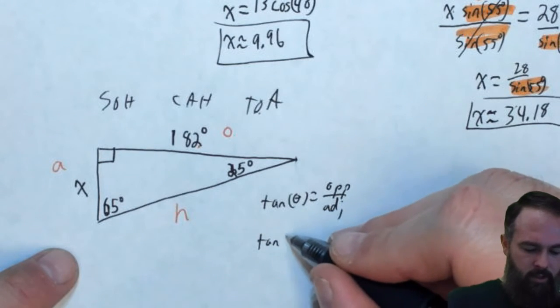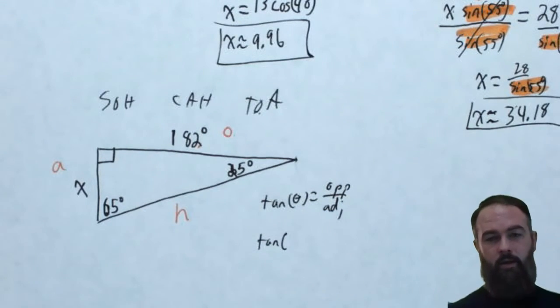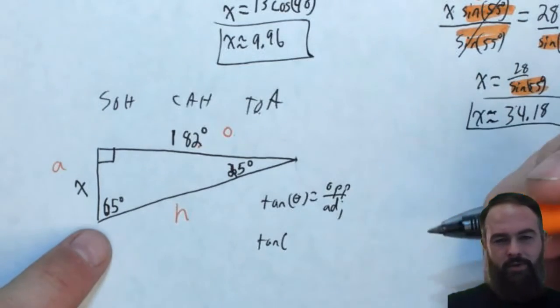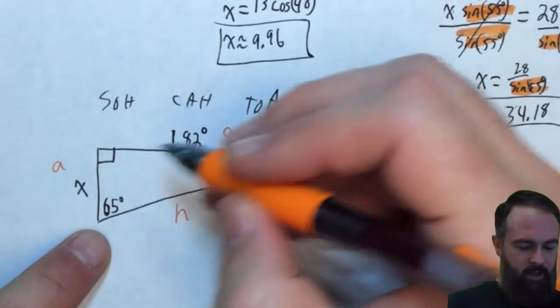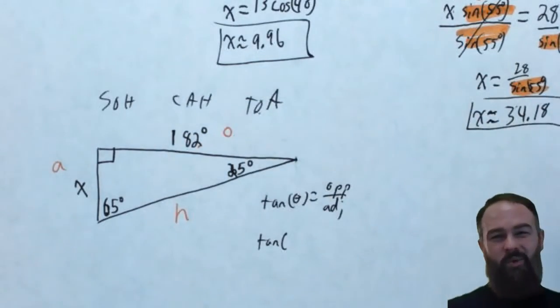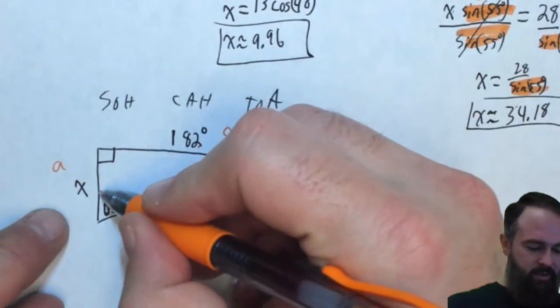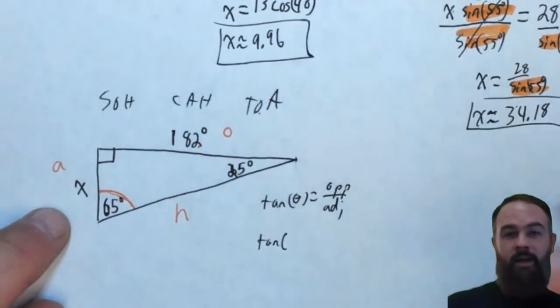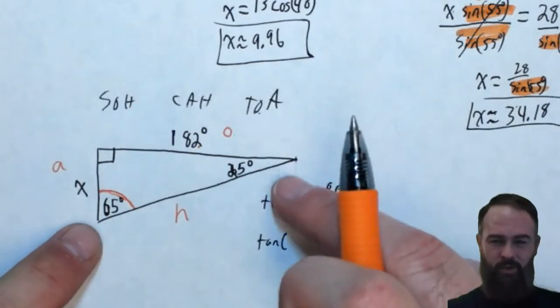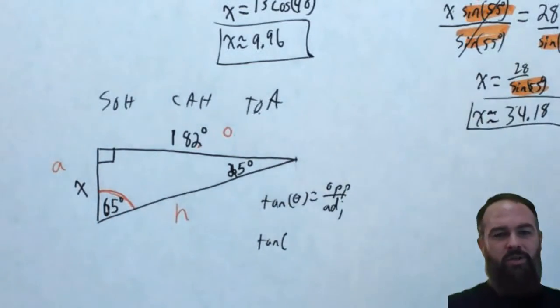So tangent of theta. Now, actually, you know what? I made a mistake. I'm sorry. I didn't point this out earlier. Whenever I did opposite adjacent, I had my hand here and didn't notice. I had both angle measures. When you have both angle measures, pick one. I'm using this one. It does not matter which one, because remember in the last video I showed you that the sine of this angle equals the cosine of this one. It'll all work out. Just pick one.